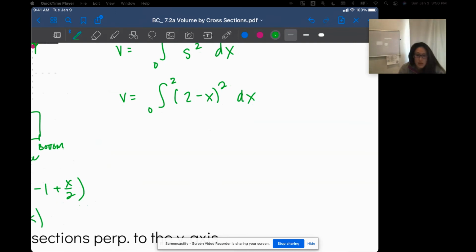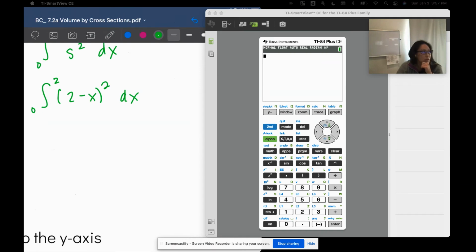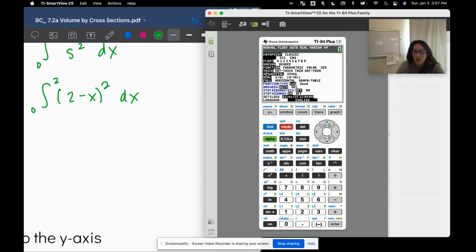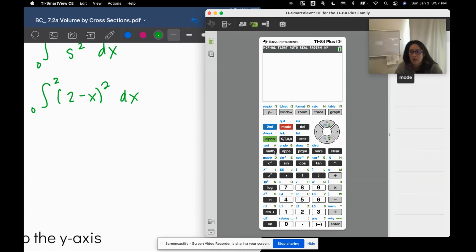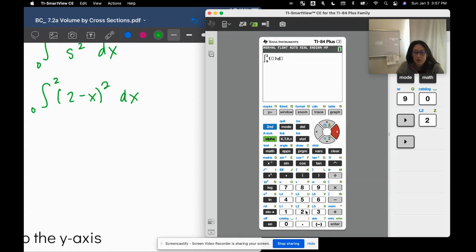All right, we're going to use a calculator, so I am going to pull that up right now. Just in case, I know we haven't done any trig, but I'm going to make sure that my calculator is in radians. And then I'm going to use the calculator to do the integration. I'm going to press math, and I'm going to press 9. And then I'm going to say from 0 to 2 of 2 minus x, in a set of parentheses, squared, dx.